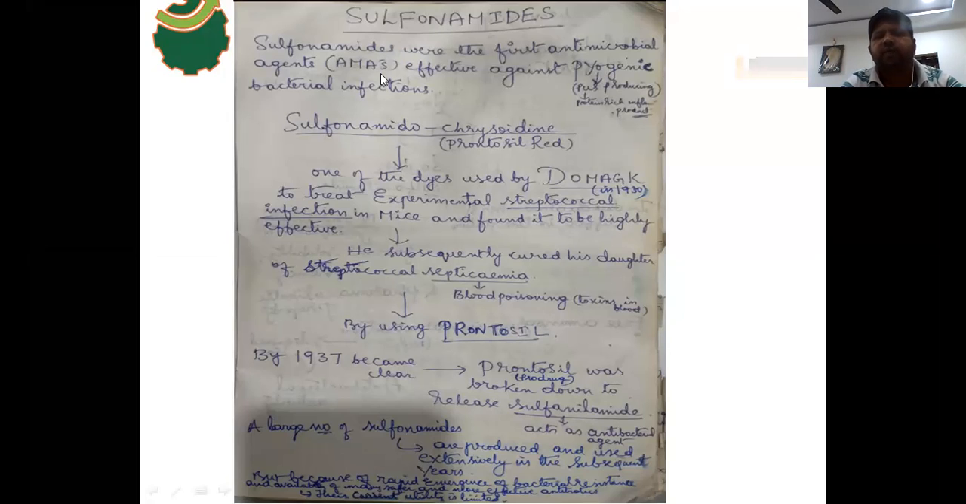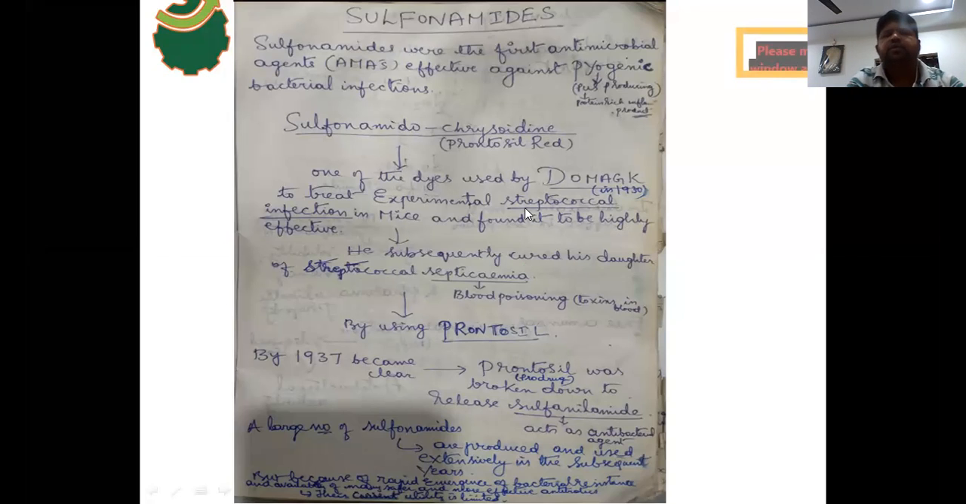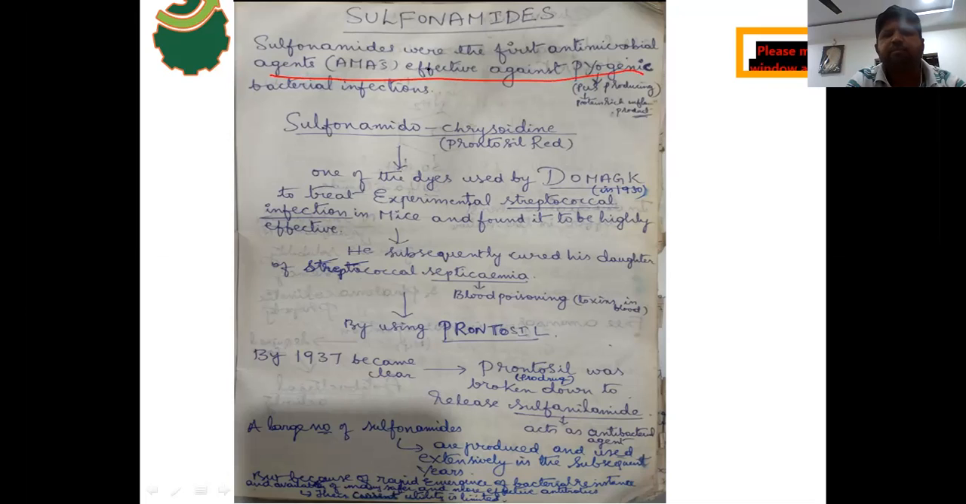This is sulfonamides. You can see the heading here, sulfonamides. First of all, sulfonamides were the first antimicrobial agents. They are the first antibiotic or antimicrobial agents. They are effective against pyogenic bacterial infections. Pyogenic bacteria means pus-producing bacteria, the bacteria which are causing pus. Pus means a protein-rich inflammatory product.